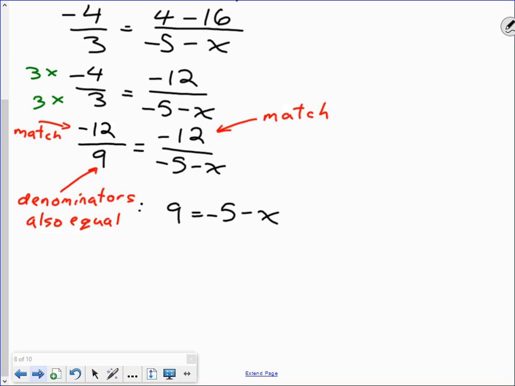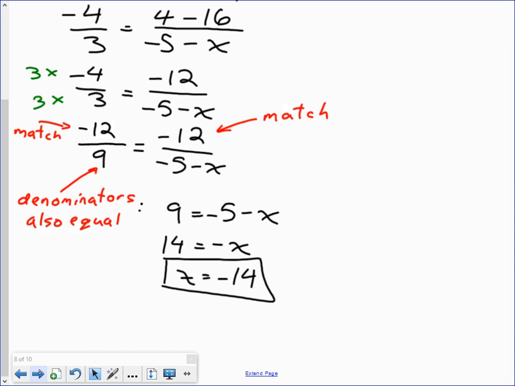Okay. Well, now we've got this little equation to solve. We know how to solve something like this. We can add 5 to both sides, which gives 14 equals -x, and then divide both sides by -1. x will equal -14. Okay. So the key to this kind of question is set up your formula for slope, sub in the information that you're given, simplify it a little bit, get your numerators or your denominators to match up, and then solve that final mini equation.